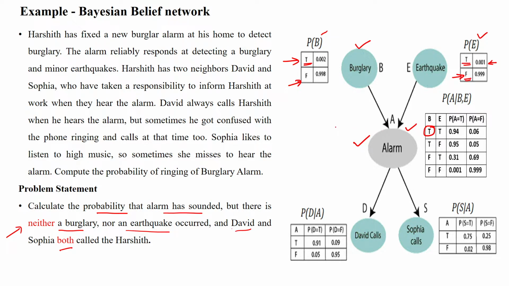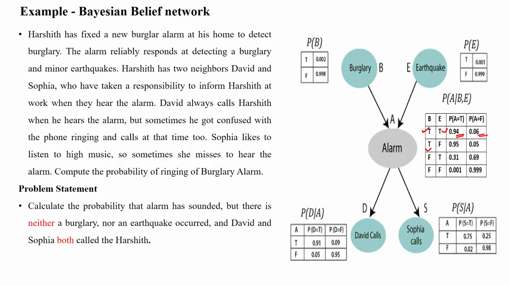So there are two combinations. For these, we have to identify the probability of true or false. So the alarm depends on two events. When burglary is occurring, true, and earthquake is also occurring, true, the possibility of the alarm ringing is 0.94, and the possibility of not ringing is 0.06.